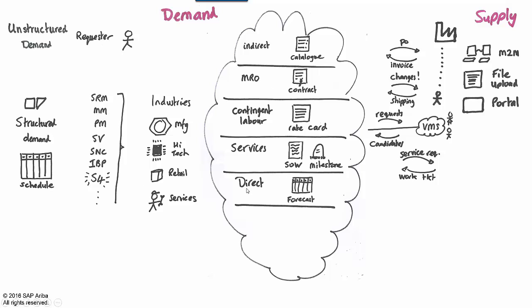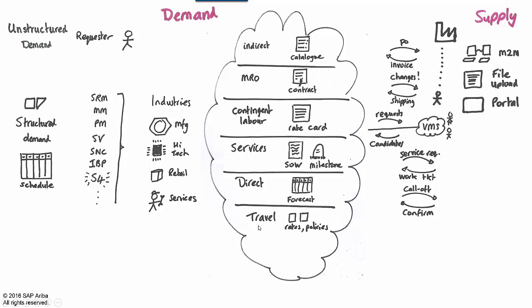Now, direct materials, that's a different game again. This time it's all structured demand. Forecasts and schedules are released daily and suppliers exchange their commitments. With changes every day, purchase orders would drown in revisions. So the mechanisms here are schedule agreement releases and call-offs with confirmations of commitments, planning horizons, etc.